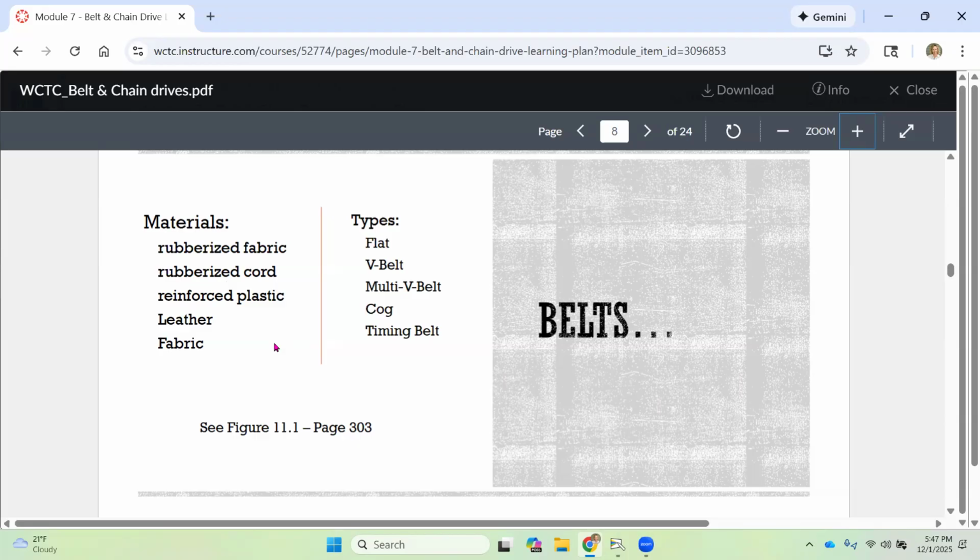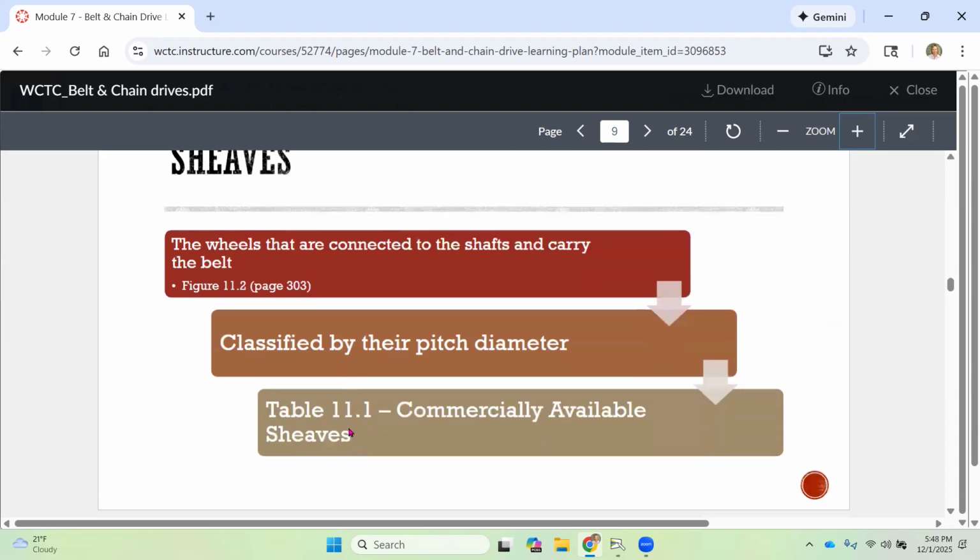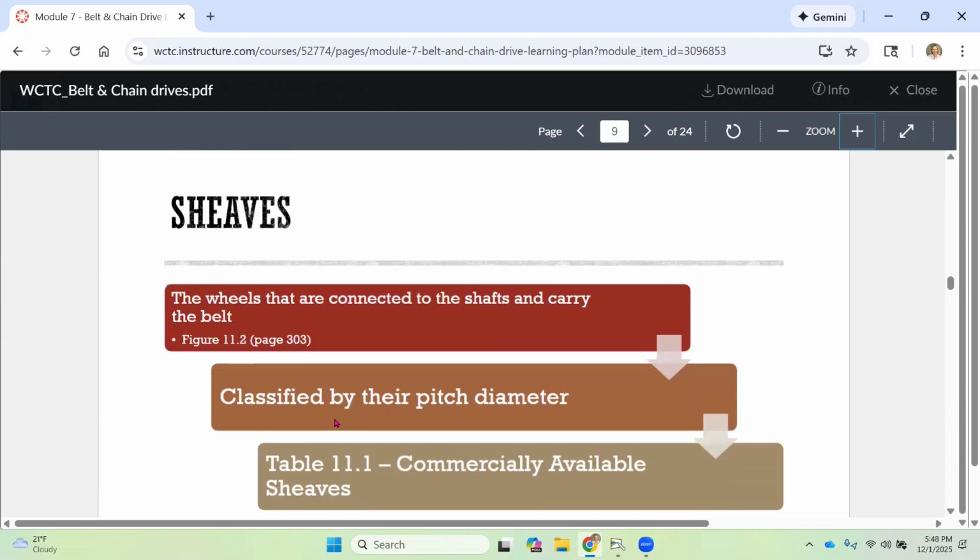So a lot of different combinations, almost like a composite, if you would, to put them together. The types we already talked about and then found on that page 303. Now the shivs are going to be the wheels that are connected to shafts that the belts are going to fit over the top of, okay?